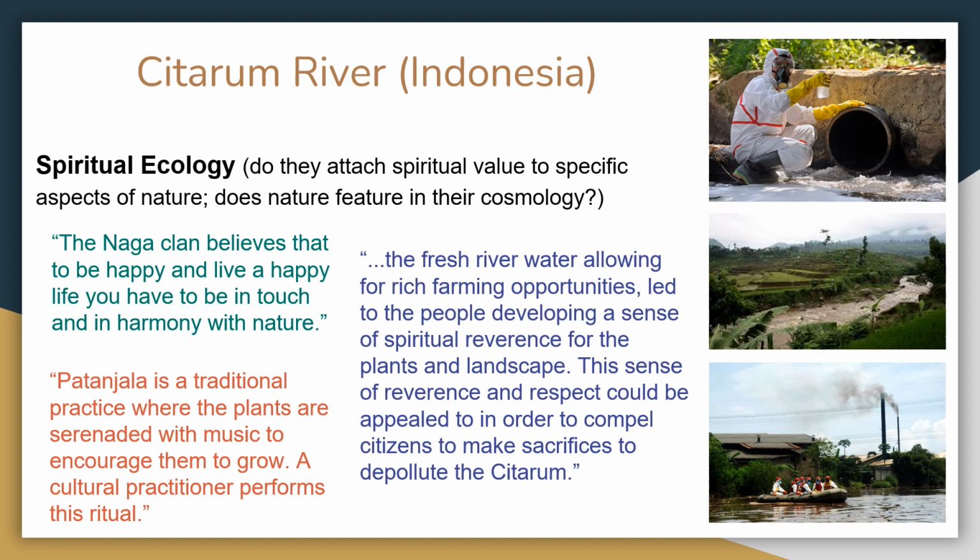And the final example says, the fresh river water allowing for rich farming opportunities led to the people developing a sense of spiritual reverence for the plants and landscape. This sense of reverence and respect could be appealed to in order to compel citizens to make sacrifices to depollute the Citarum. Bingo! I love how this example leverages, again, this understanding of spiritual ecology in the region to inform anti-pollution initiatives that are likely to succeed. So knowing that people feel this reverence and respect could be appealed to in order to compel them to make personal sacrifices in order to protect the river. Good job.